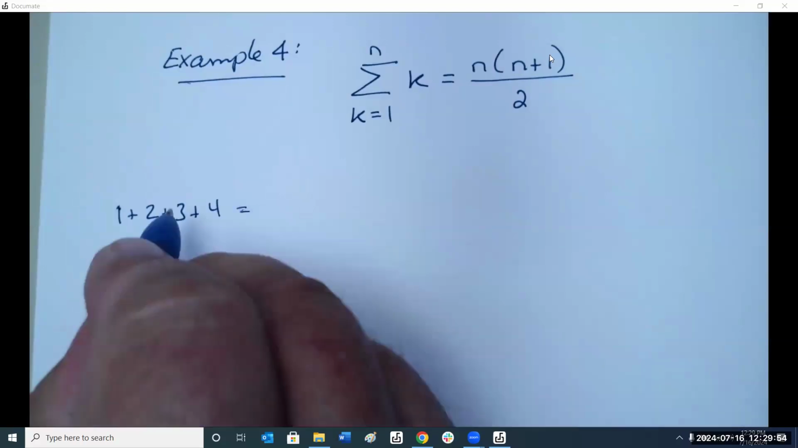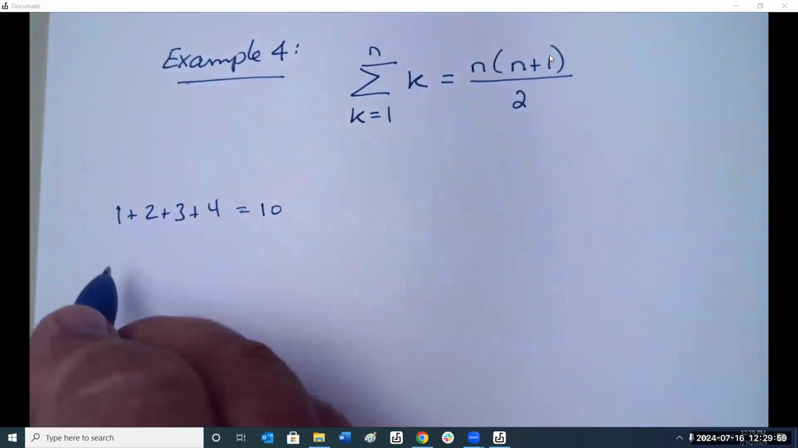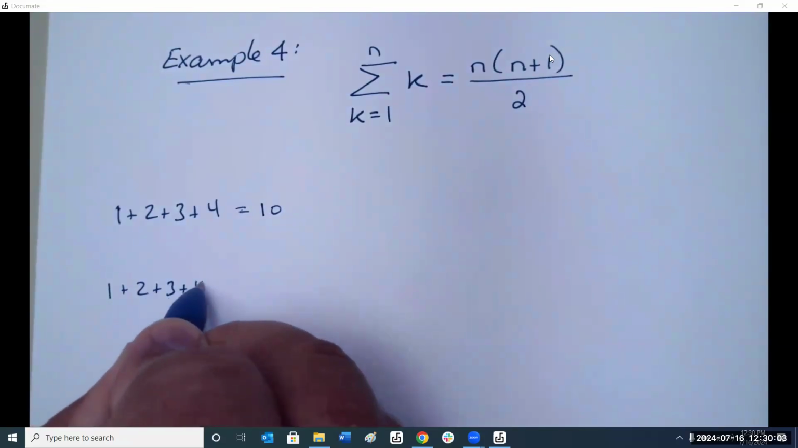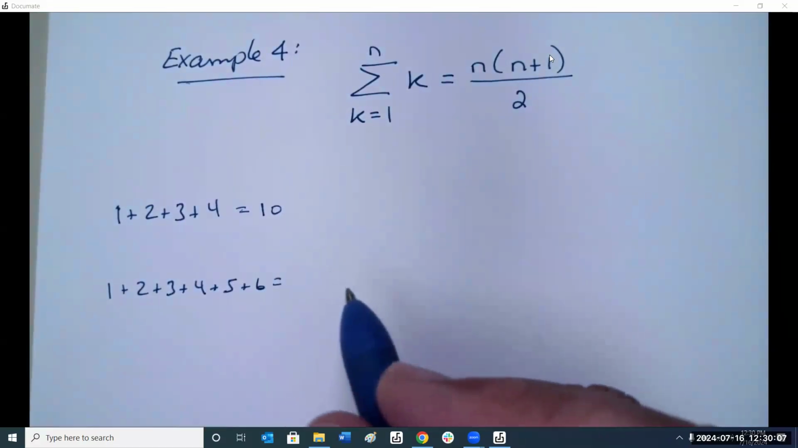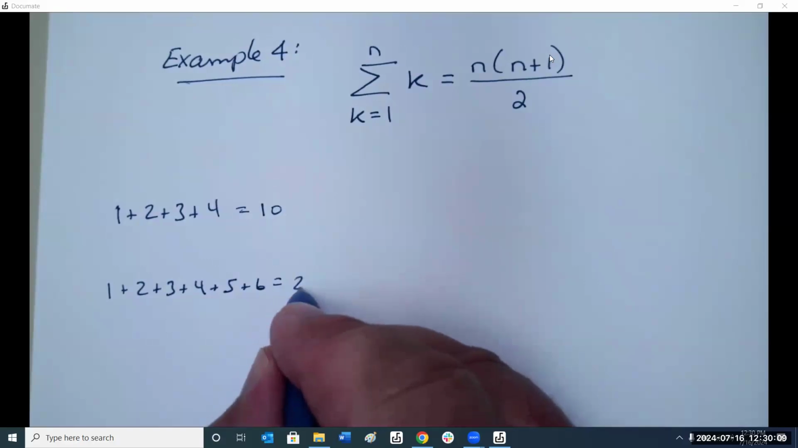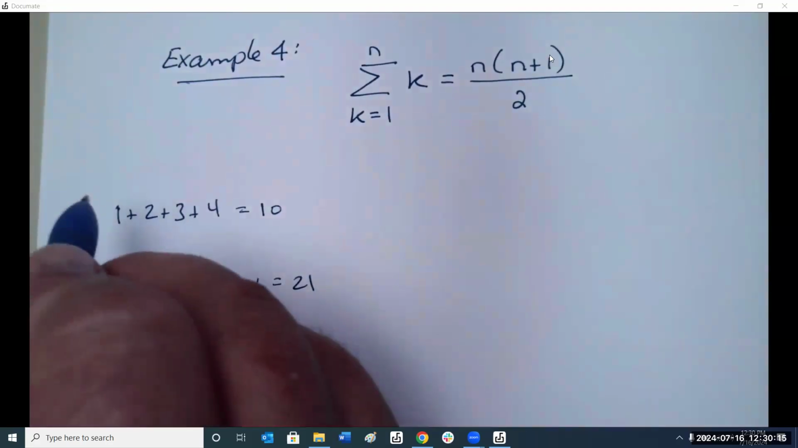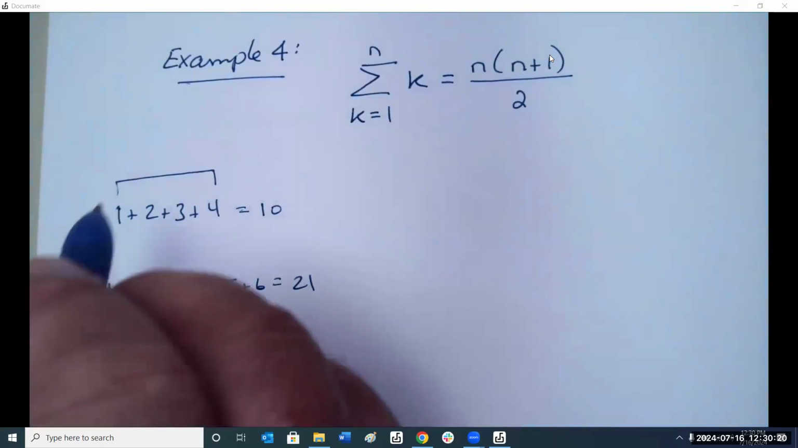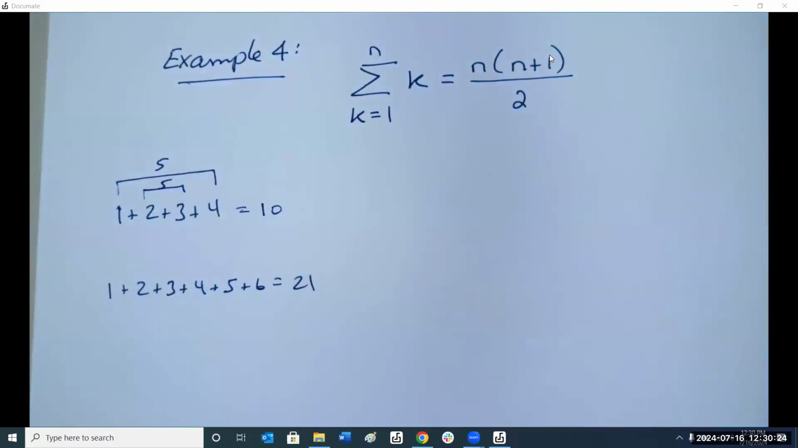So that's going to be 10. There's got to be a formula. Let's go to 6: 1 plus 2 plus 3 plus 4 plus 5 plus 6. That equals 21. Okay, how can I speed up the process? What he realized is, if I take the first and last numbers and the next ones, they all equal the same number.